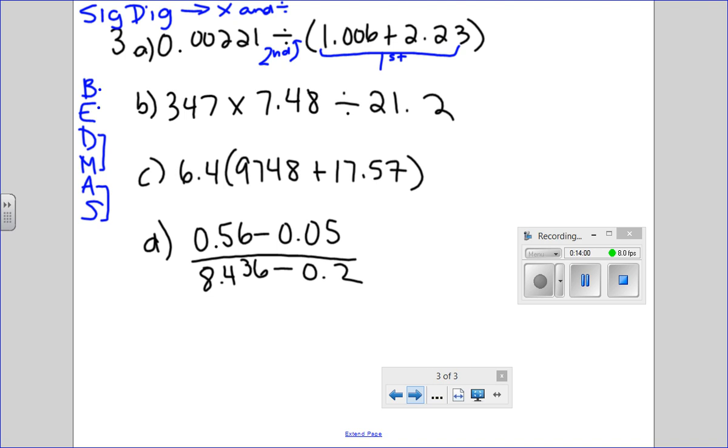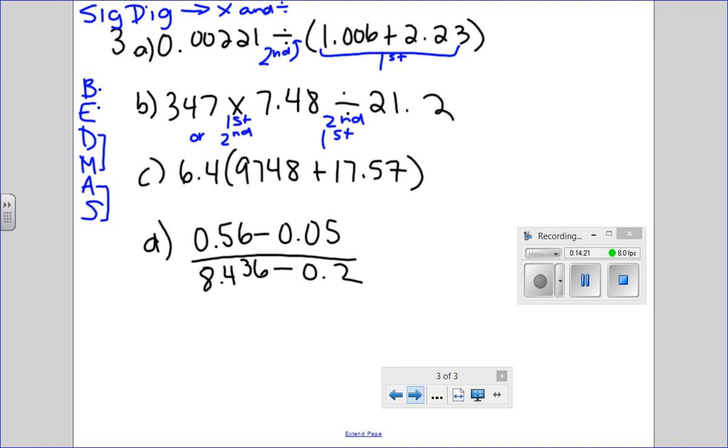Now in B, you could do the question in the order that it's written, or you could do it backwards and you would get the same answer. Because multiplying and dividing are equivalent, it doesn't matter in which order you do them if they're the only things that are in the question.